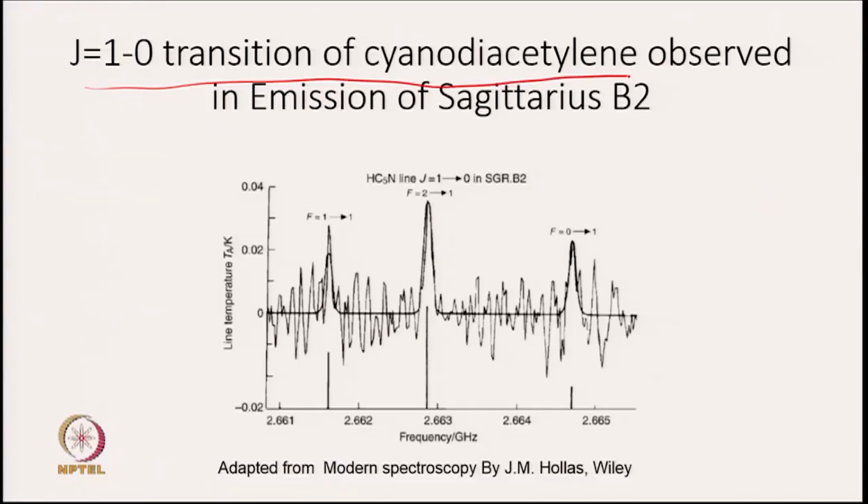This is cyanodiacetylene. It was found in the emission of Sagittarius B2, and these are the spectral lines corresponding to the 1,0 transition, and that's how it was found that in emission there is the presence of cyanodiacetylene.